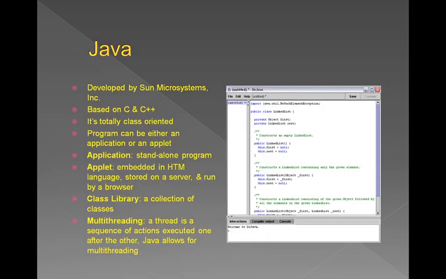Next one is Java. It was developed by Sun Microsystems. It was based on C and C++. It is totally class oriented. A program can be either an application or an applet. An application is a standalone program. An applet is embedded in HTML, stored on a server and run by the browser.